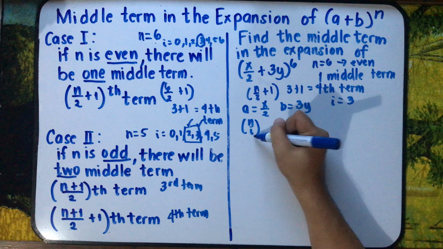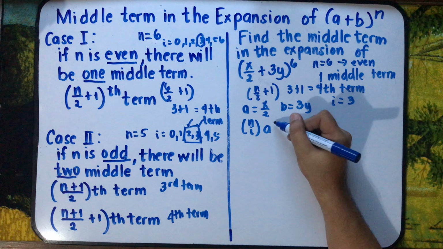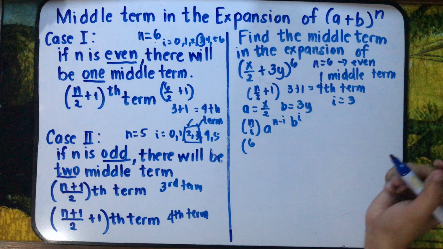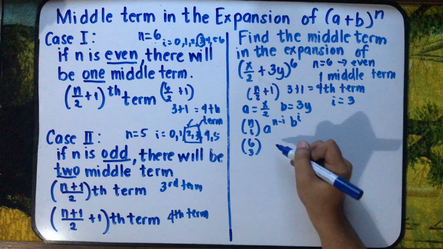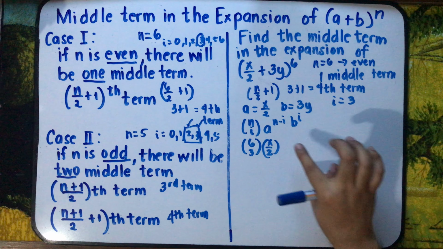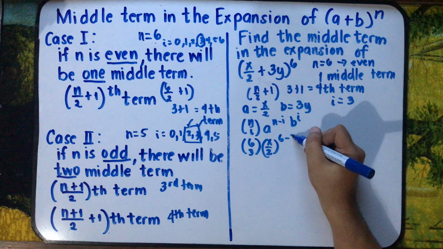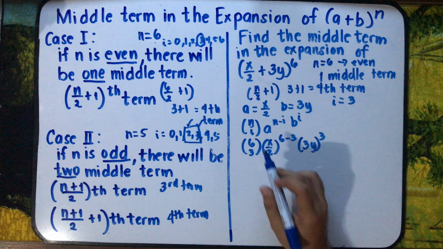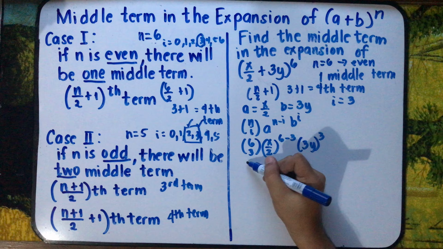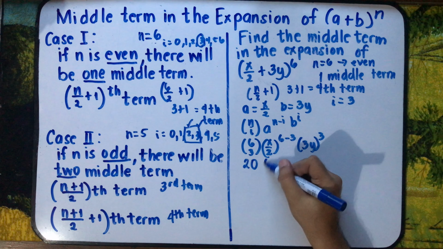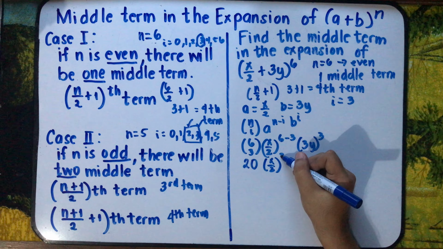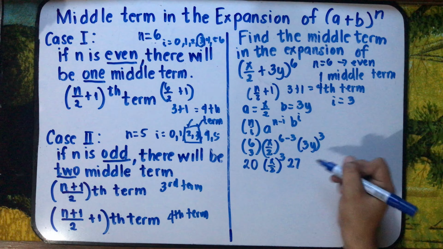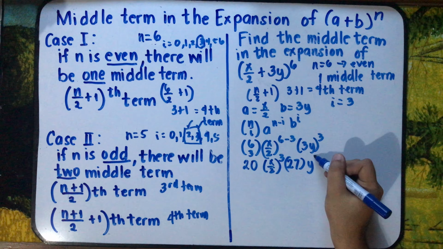Using the formula n combination I times A raised to n minus I, B raised to I, we will now be having n is 6, I is 3, times A, which is x over 2 raised to n minus I, 6 minus 3, times B, which is 3y raised to 3. And this becomes now 6 combination of 3, that becomes 20. x over 2 raised to 6 minus 3 is just 3. 3 cubed is 27. And then multiply that to y cubed.